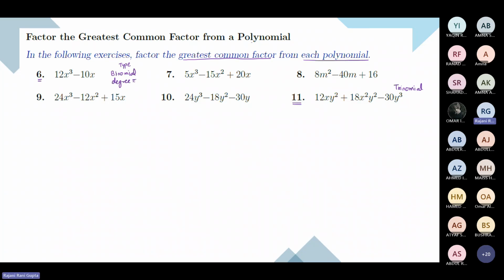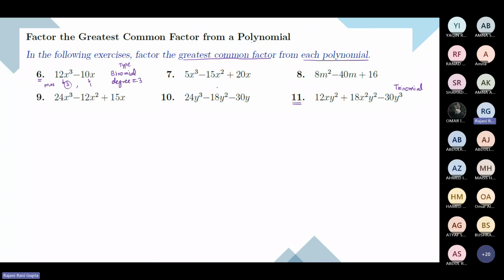What is the degree of this term? X power 3. Okay, 3. For 10x, 1. So what is the degree of the polynomial? 3 plus 1? No. It's 3. You take the maximum number. Which number is maximum? So the degree is 3. Okay.